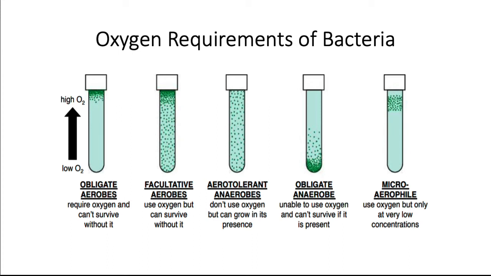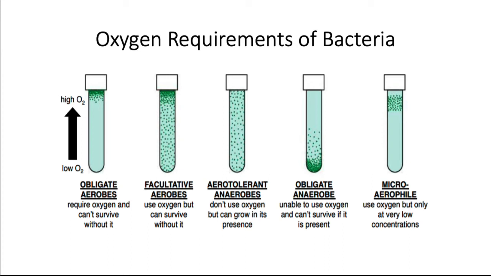So let's look now at tube number 2 and number 3, and let's look at the pattern. You can see that they are growing everywhere. But the difference is that the facultative aerobes, actually, sometimes you can find them called facultative anaerobes, prefer oxygen. They can grow without it, but they prefer to use oxygen.